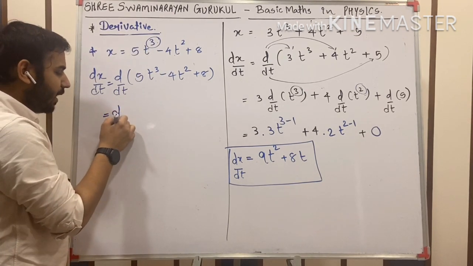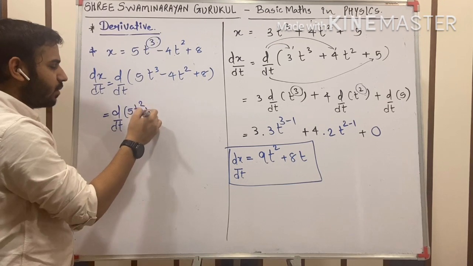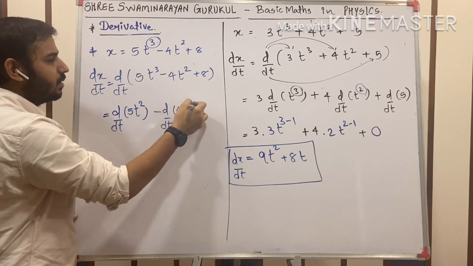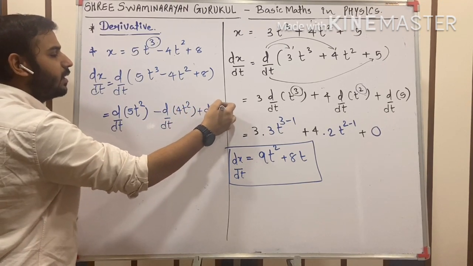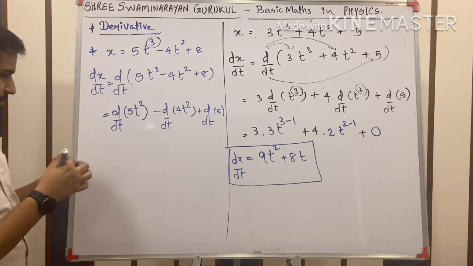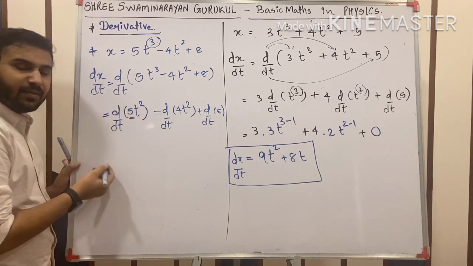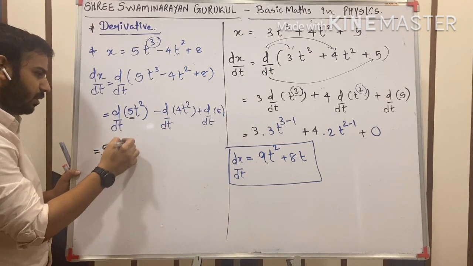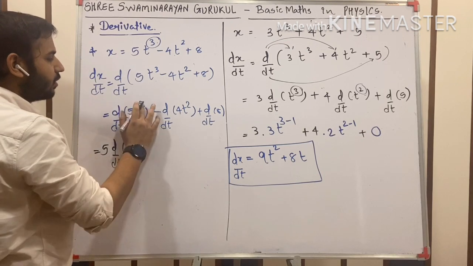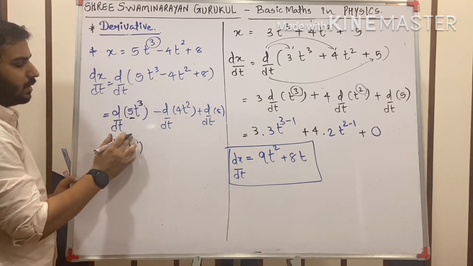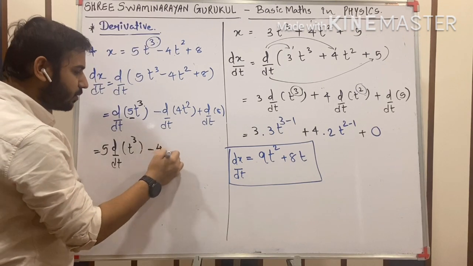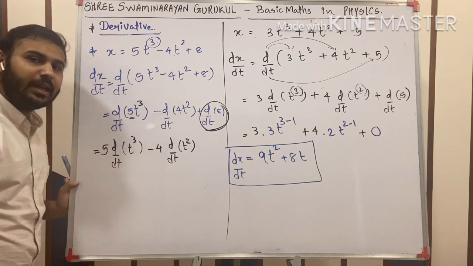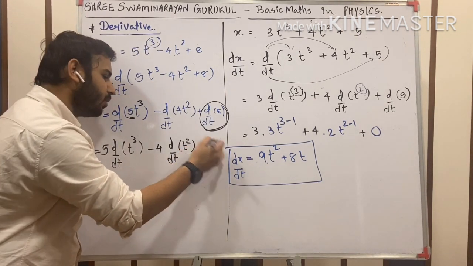But one by one, d by dt of this 5t cube, minus d by dt of 4t square, plus d by dt of 8. Here the constant term 5 is out of differentiation. You can write directly like this also: d by dt of t cube, minus 4 outside, d by dt of t square, and 8 is a constant term, its differentiation is 0.